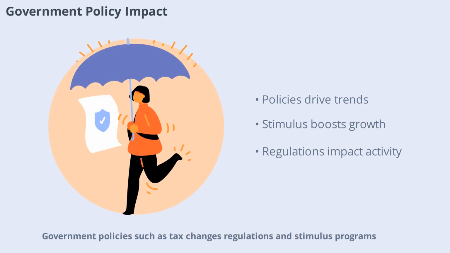Government policies, such as tax changes, regulations, and stimulus programs, can significantly influence economic trends. Policies that encourage investment and innovation often lead to growth, while restrictive measures may slow down activity. Understanding how government actions affect the economy helps us anticipate changes and adapt accordingly.